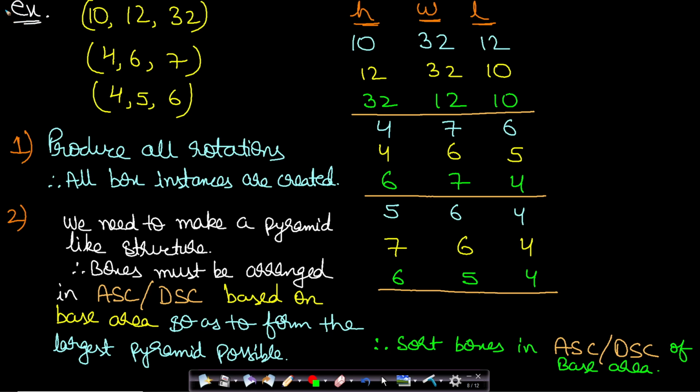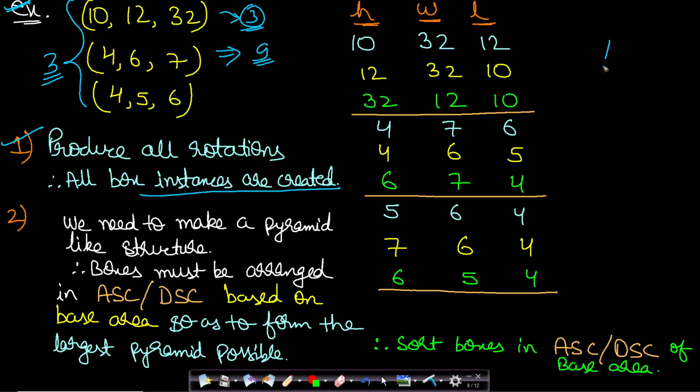Let us now look at an example and understand the intuition for solving this problem. Let us assume that we are given these 3 boxes. Now since we are allowed rotation, we can form a maximum of 9 boxes which will be unique from these 3 boxes, because one box can form a maximum of 3 unique boxes, right? So we will be producing all the rotations, and therefore the box instances are created. So this is step number 1, and this I have already done here.